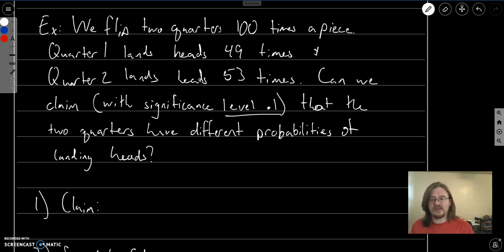And then can we claim that the two quarters have different probabilities? Because, well, clearly they landed a different number of heads. One landed heads 49 times, one landed heads 53 times. But is that really all that different? Or are they close enough that they could land with the same probability? So first of all, the claim, well, it's just spelled out for us. The quarters have different probabilities of landing heads.